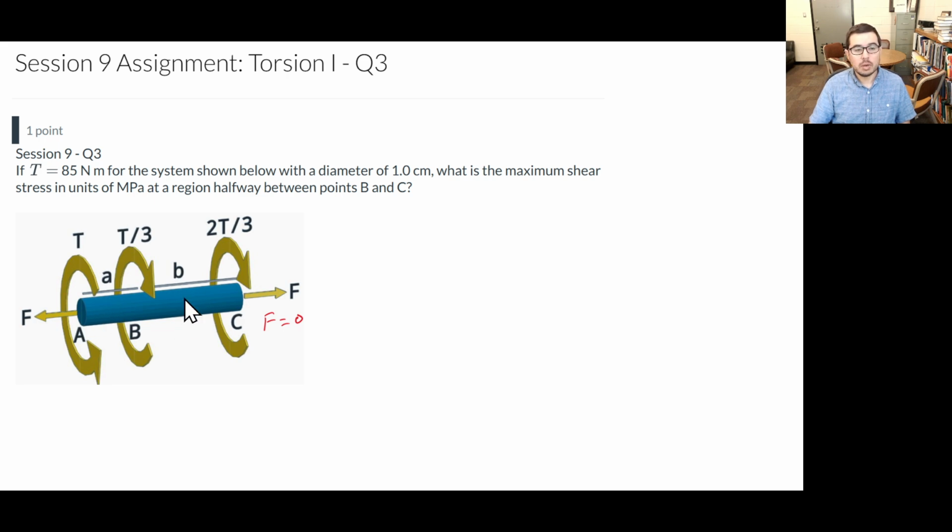We need to figure out what the torque is in between B and C, and in order to do that, we turn to our good old friend equilibrium. Now, when we perform equilibrium in mechanics with static problems, we usually first think about performing equilibrium on the entire structure. But in this case, we can skip that step because there are essentially three torques that all sum up to zero.